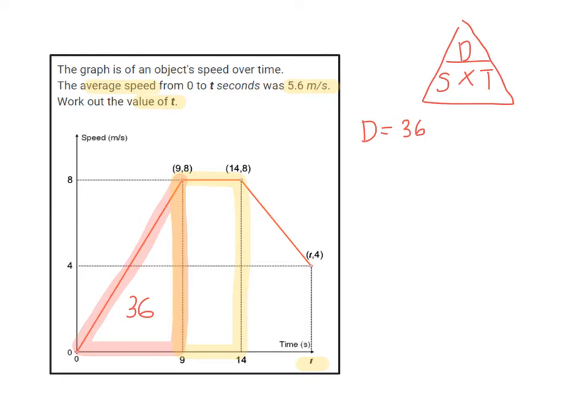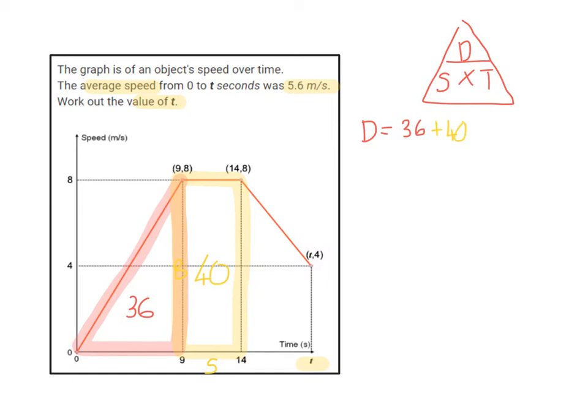And to find the base here, it's the difference between 9 and 14. So that's 14 take away 9, which is 5, times a height of 8 still. So 5 times 8, which is 40. I'm going to add that on there as well.